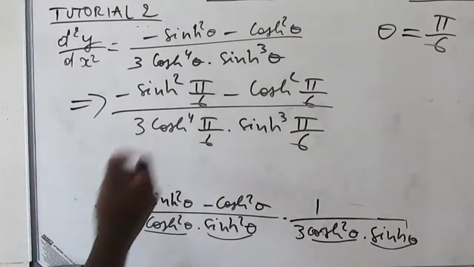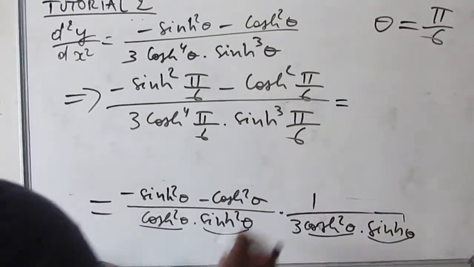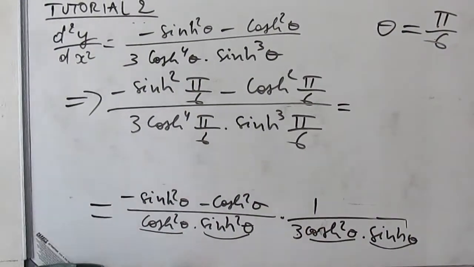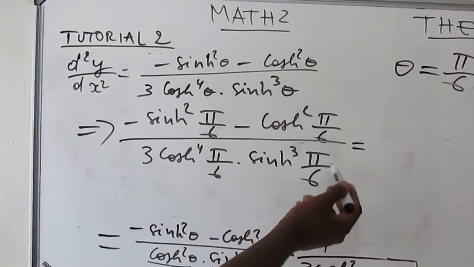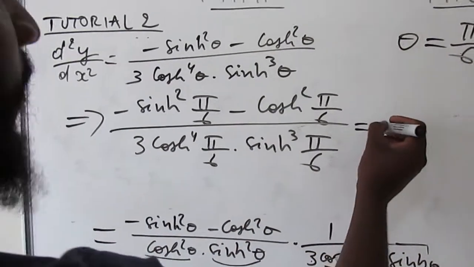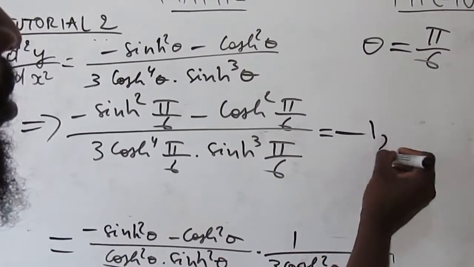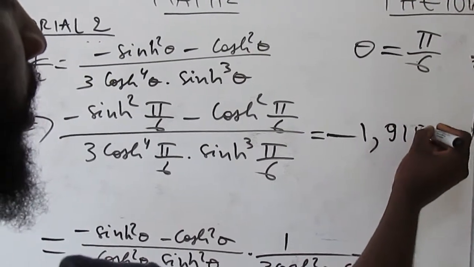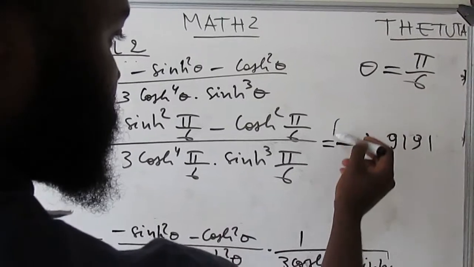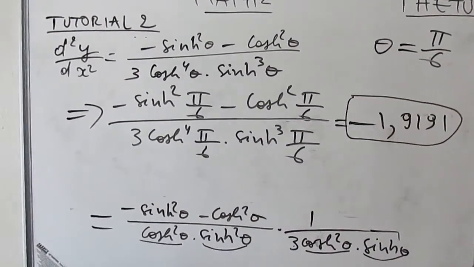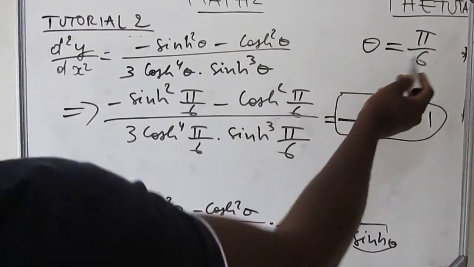And when you put this in your calculator, okay guys, after putting this in your calculator, you must find negative 1.919, and there is a 1 there. Okay, so this is the answer for the second derivative when theta is equal to pi over 6.